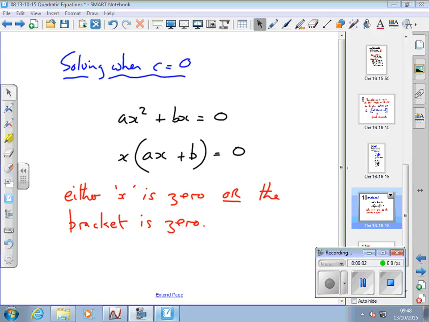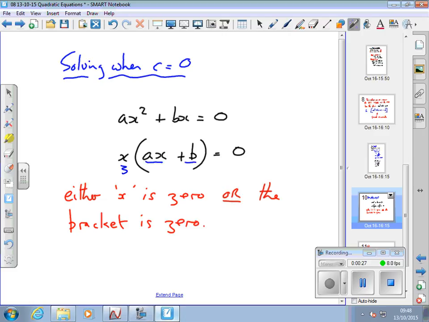Solving quadratic equations when c equals 0. There's no constant. In other words, we've just got this. There's no c. If we look at this, I've got x times x in there and x here. So I've got at least one x in both terms. So I can factorize. I can take x outside a bracket, leaving ax plus b inside.